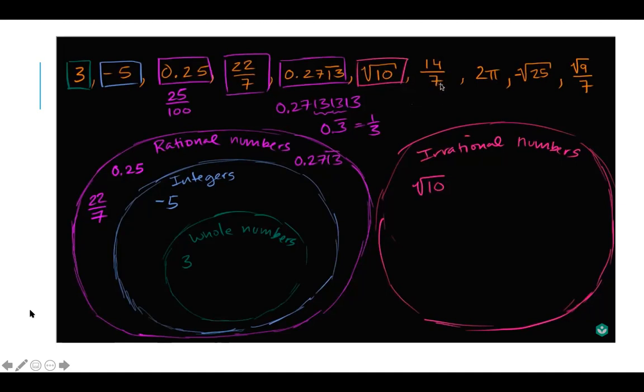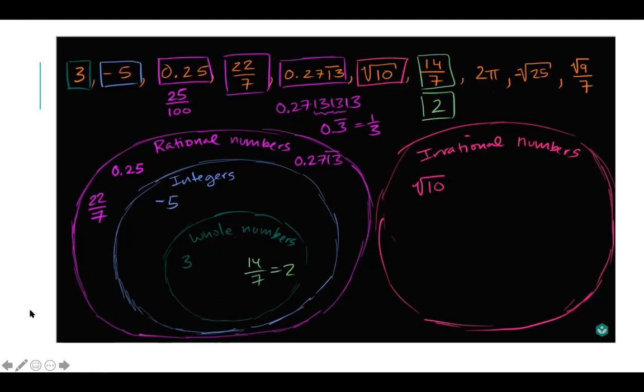All right, 14/7. This is the ratio of two integers, so this for sure is rational. But if you think about it, 14/7 is the same thing as 2. These two things are equivalent. So this is actually a whole number. It doesn't look like a whole number, but remember, a whole number is a non-negative number that doesn't need to be represented as the ratio of two integers. Even though we did represent it as the ratio of two integers, you could represent this as just 2. So 14/7, which is the same thing as 2, is a whole number.